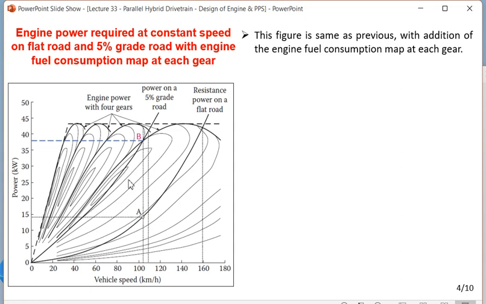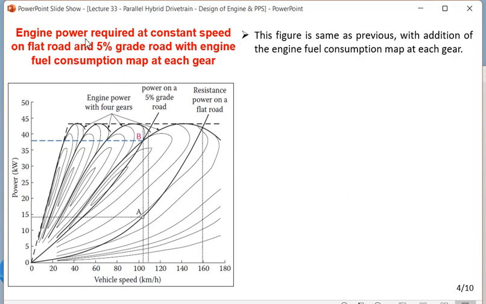So whenever you are in the fourth gear in the same vehicle, if you are riding within 55 to 85, you will be getting a very high efficiency in terms of the fuel consumption. So that is why these contours are very important. So let's see what this slide says.